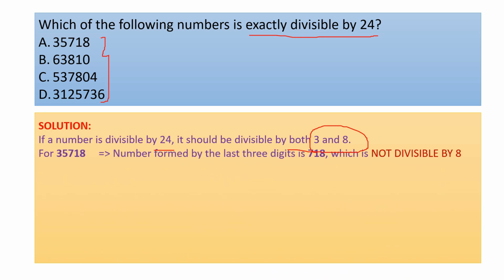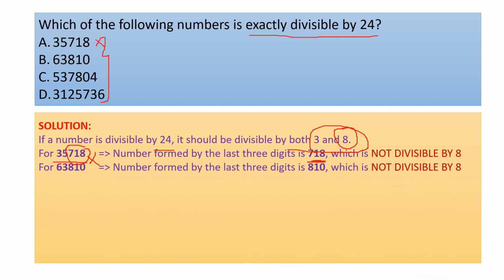First I am checking option A, which is 35718. We know the divisibility by 8 rule. If a given number is divisible by 8, then the number formed by the last 3 digits must be divisible by 8. The number formed by the last 3 digits here is 718. 718 is not divisible by 8. So 35718 is not divisible by 24, and option A is not correct.